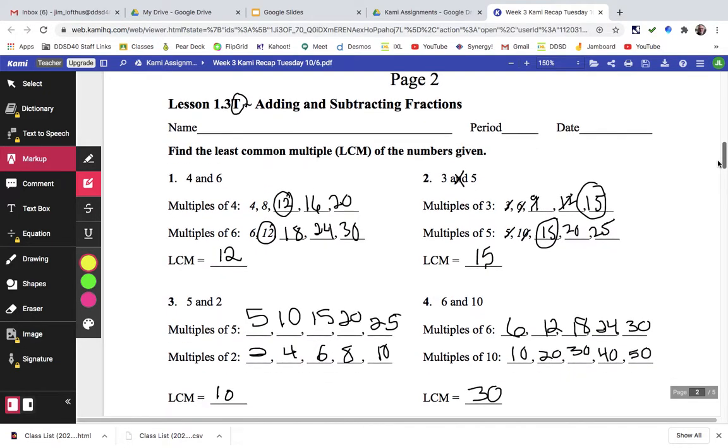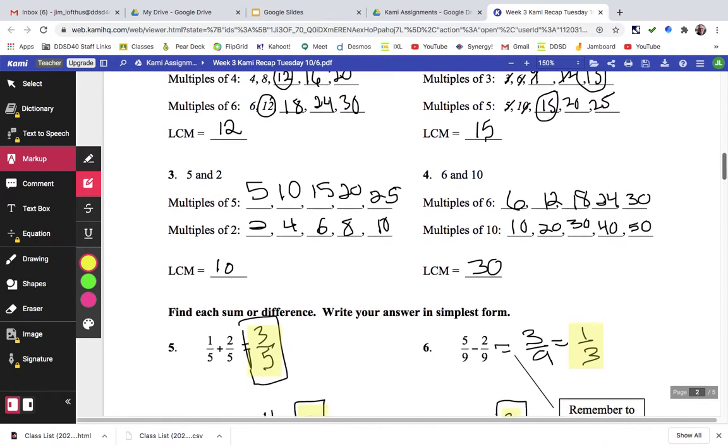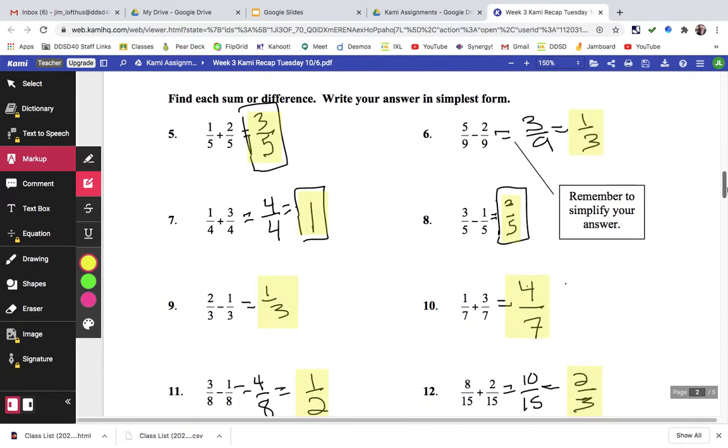Leave it right here for about 5 seconds. And you can look at those multiples. So that was just listing out the multiples of different numbers and finding the least common multiple. I've highlighted these answers. So there is the sum. There's problems number 5 through 12. And the simplified answer is highlighted.